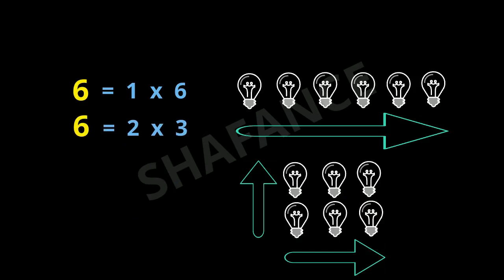So we have written this as 2 multiplied by 3, or we can also write this as 3 multiplied by 2. 3 multiplied by 2 represents 3 columns of 2 bulbs each. So here we have written 6 in 2 different ways. 6 can be represented as product of numbers 1, 2, 3 and 6. Now, can we also represent 6 as a product of number 4 with another counting number? Let's see.